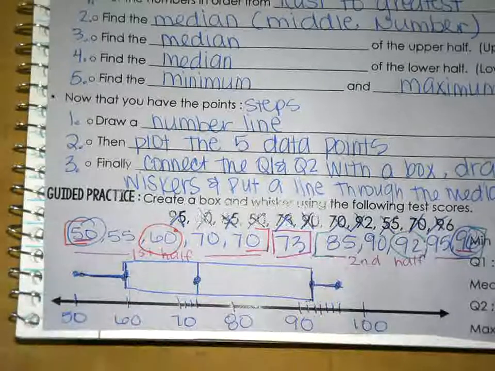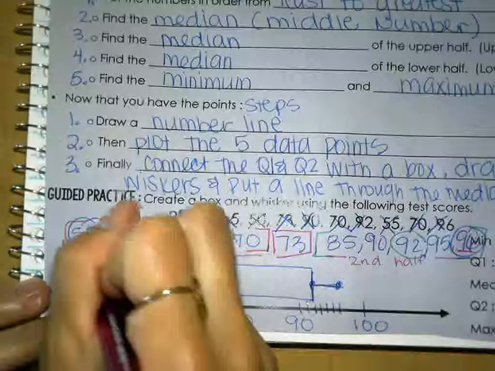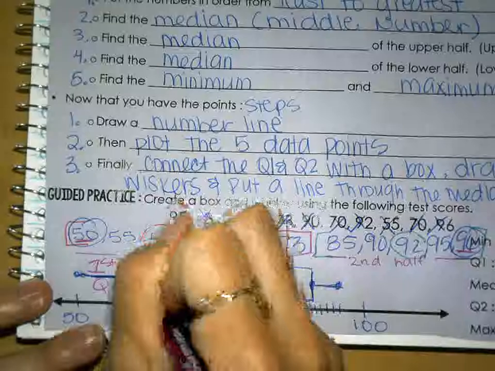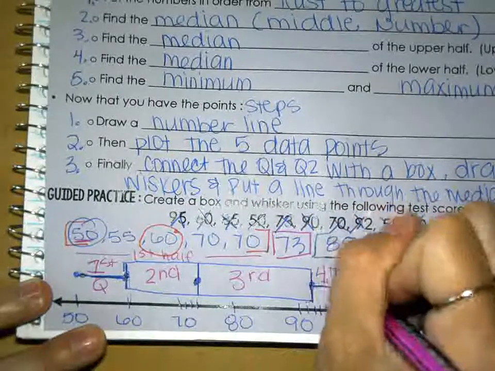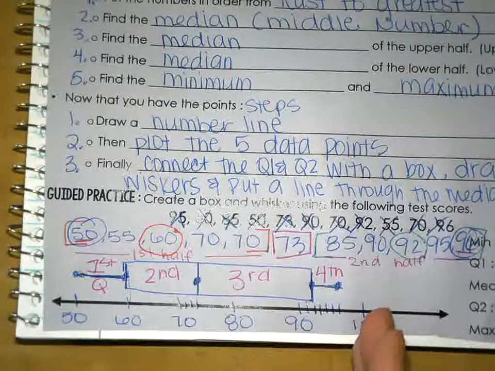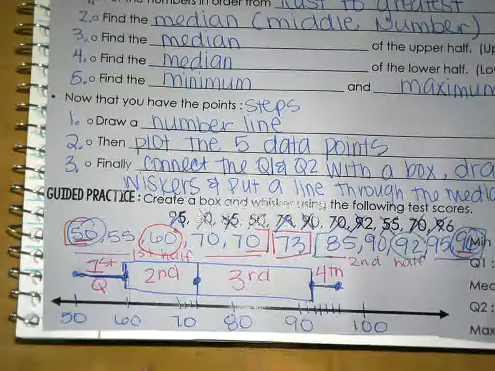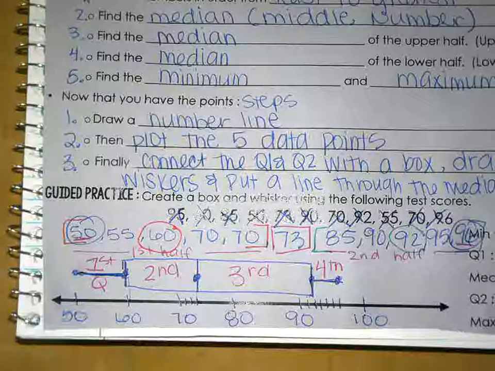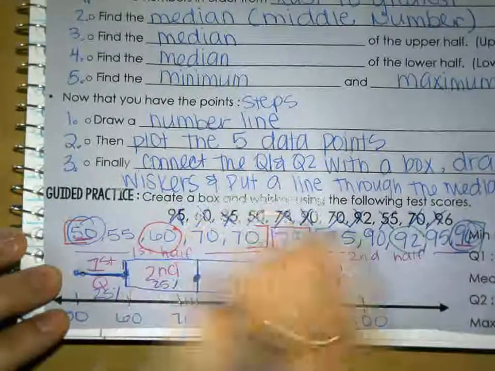Okay, because this breaks it up. So I have 4 parts. This is my first quartile. This is my second quartile. This is the third. And this is the fourth. If you think about it, this is 100% of your data, and it's broken into 4 parts. So 100% divided by 4 is 25, which means each quartile represents 25% of the data.